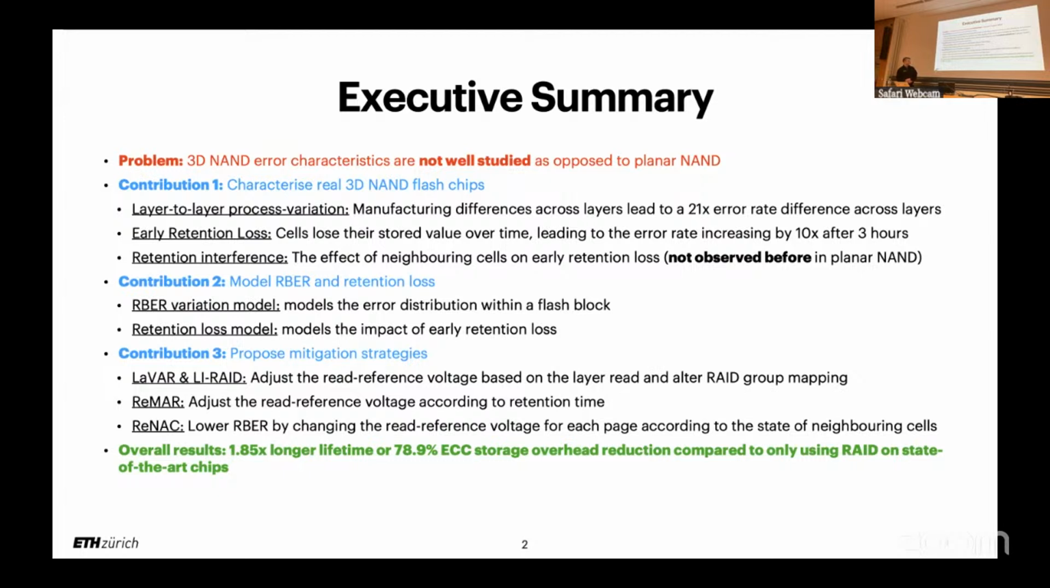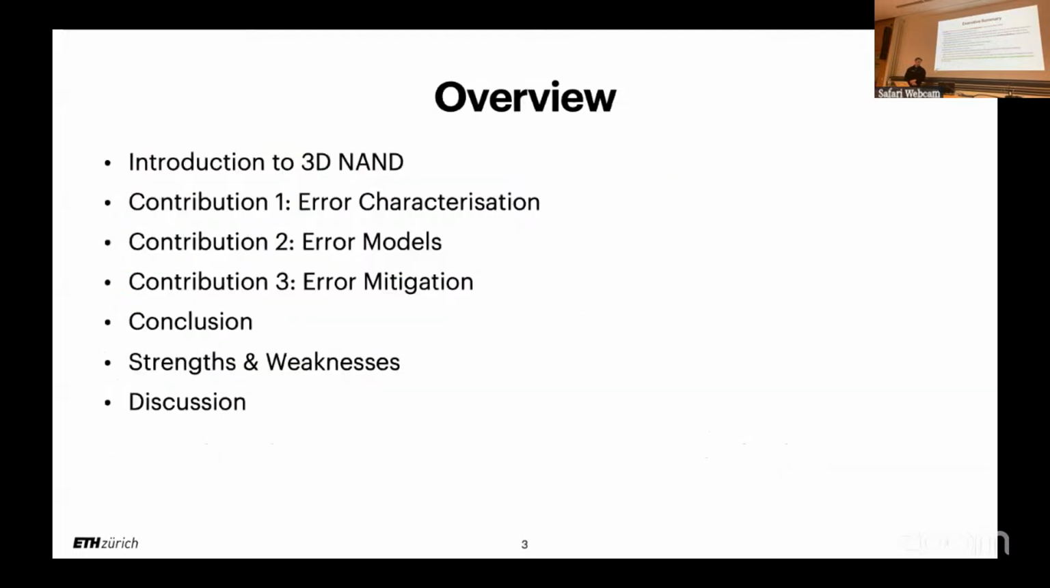So using these mitigation techniques, we can get an overall result of about 1.85 times longer lifetime, or we can reduce ECC storage overhead by 79%, and this is on state-of-the-art 3D NAND. And we compare this to the same state-of-the-art 3D NAND, but only using regular RAID.